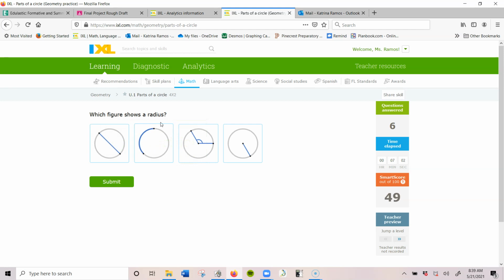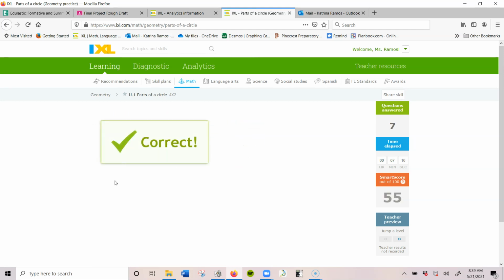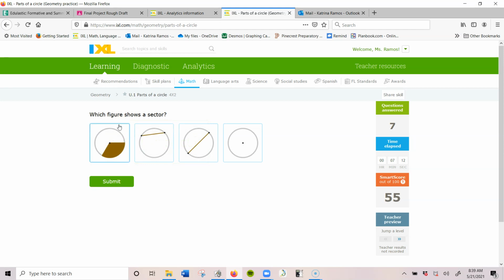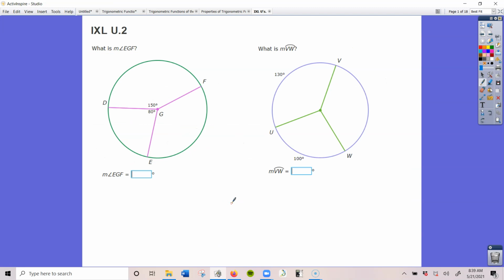Which figure shows a radius? The radius comes from the center of the circle to the very edge. So it's half of the diameter. So it would be that one. And then it just kind of repeats because those are basically all parts of a circle. So which figure shows a sector? That was like our first question, which would be this one. And that's it for IXL U1. So let's go to U2.